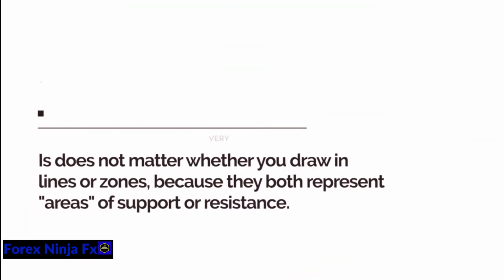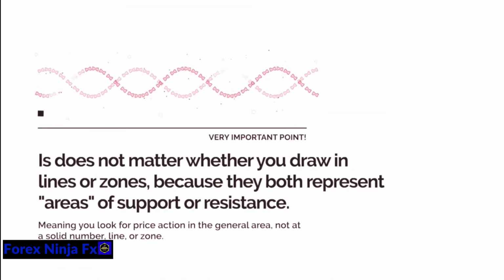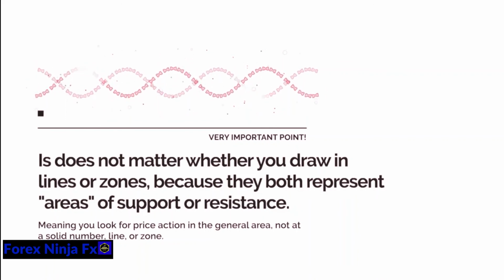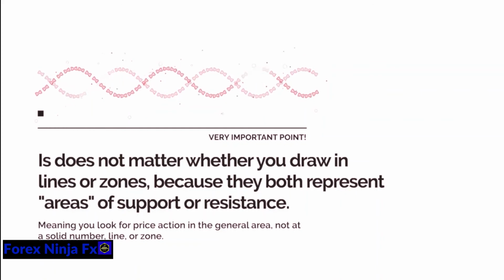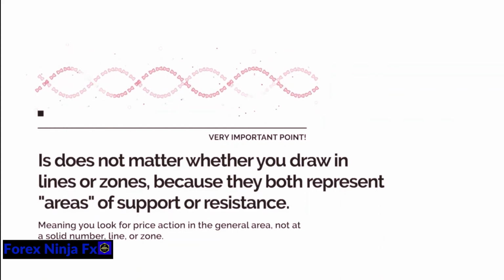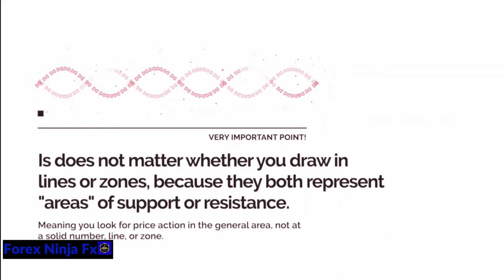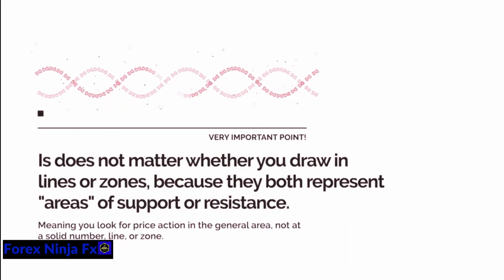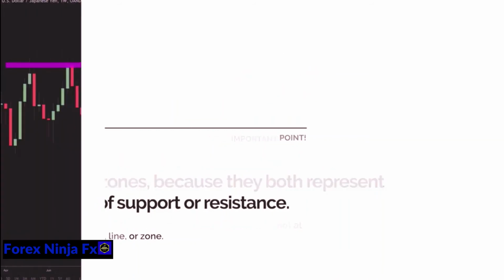Now, here's the most important point, and make sure you remember this. It doesn't matter whether you draw in lines or zones. Either one works, because you still treat these lines and zones of support and resistance as areas, meaning you are looking for price action to occur in the general area, not at a solid number, line, or zone.